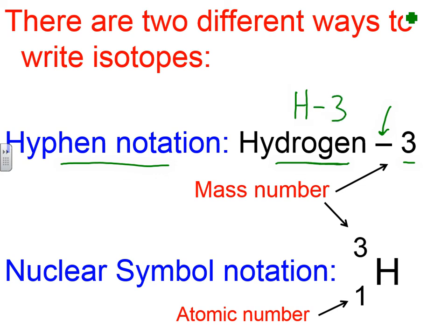If you want to just use a symbol, usually you use what's called nuclear symbol notation, and that's what we just saw up above. This is where you put the atomic number down below, 1 proton, and then the mass number up above. And again, this is protons plus neutrons, which means this hydrogen isotope has 2 neutrons.